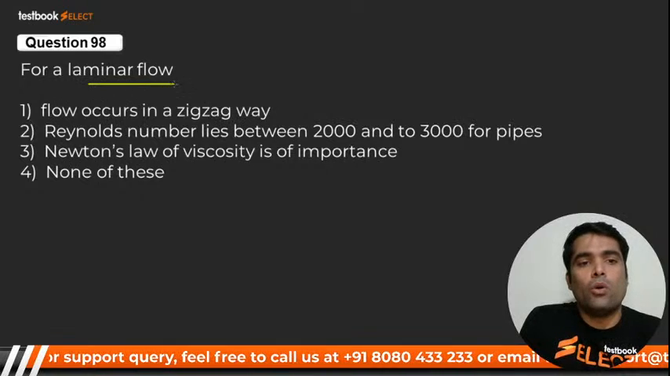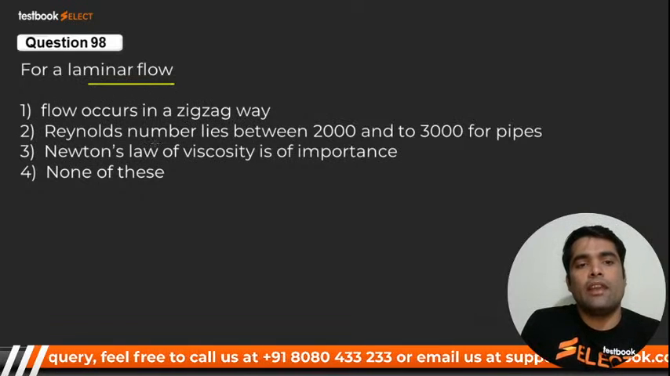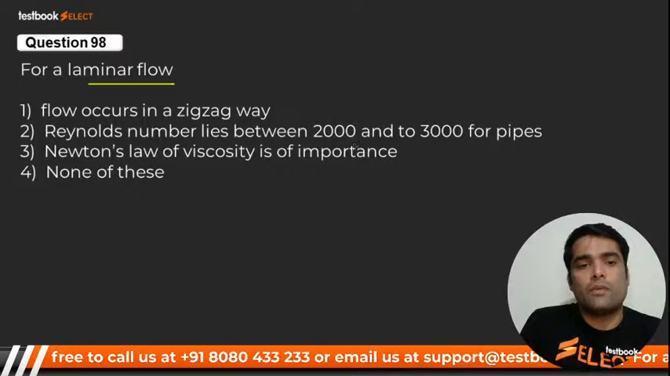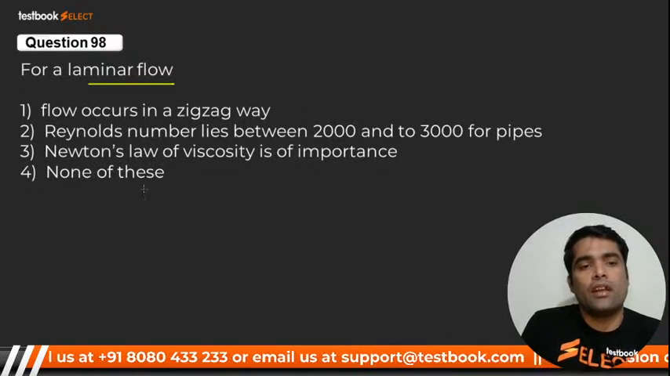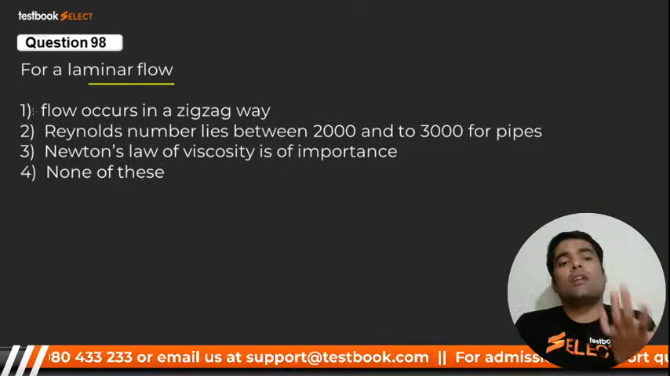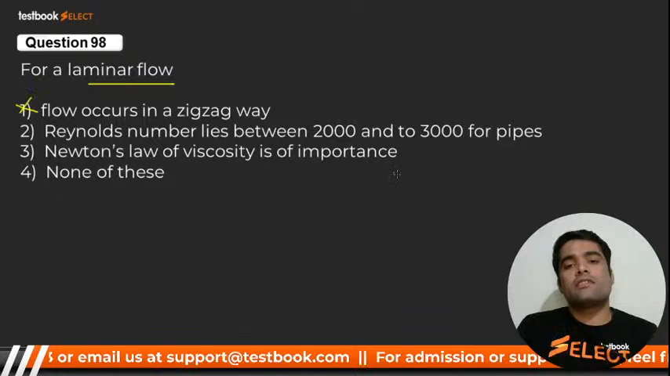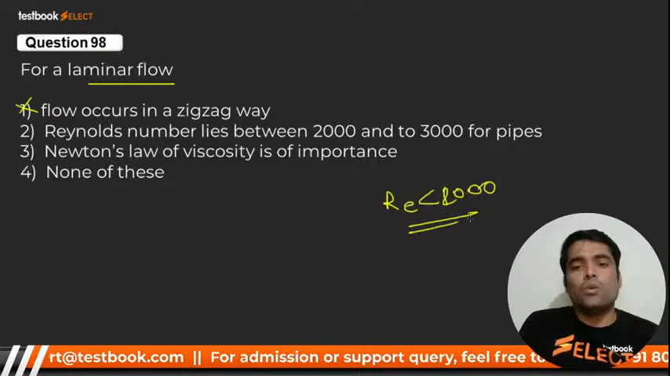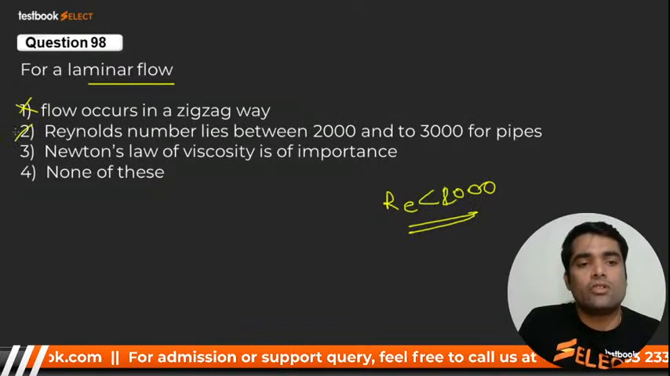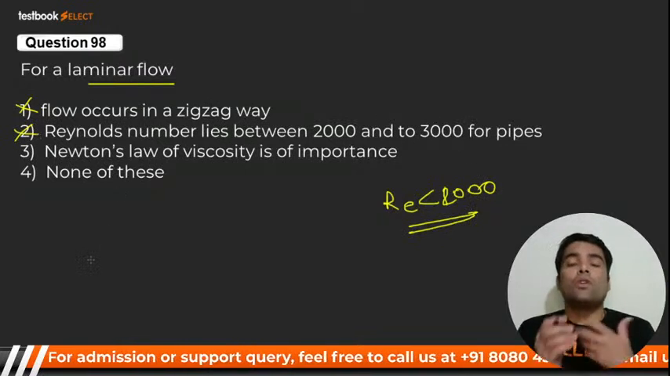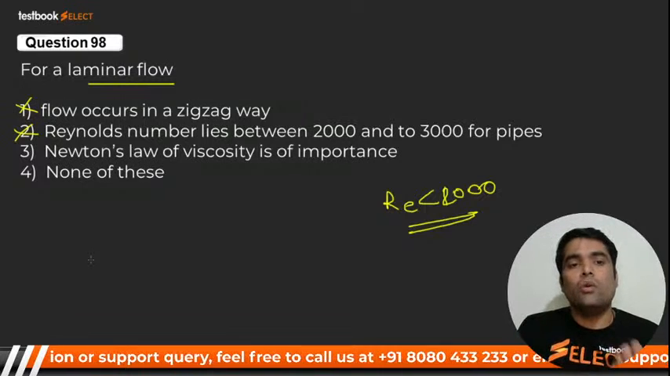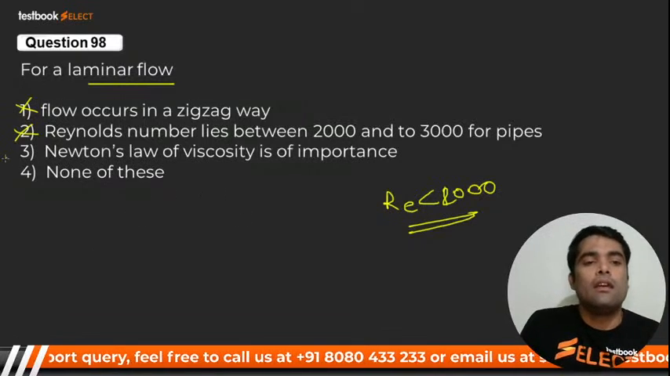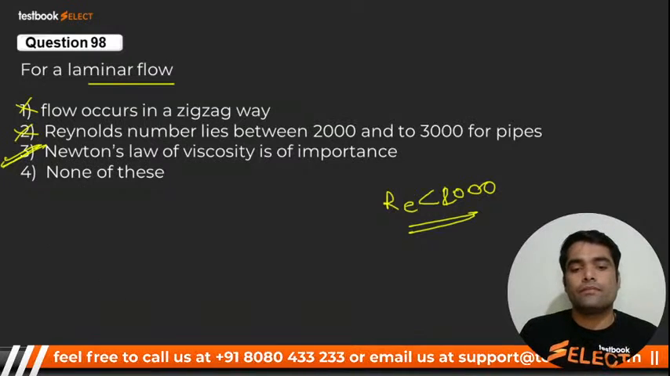Laminar flow occurs in a zigzag way? Reynolds number this way. Newton's law, viscosity is important. Flow is never zigzag, that happens in turbulent. It is wrong. Reynolds number, what is it in a pipe? Less than 2000. This one? It is transition, that is also wrong. Yes, Newton's law of viscosity is going to matter. That will be number 3.